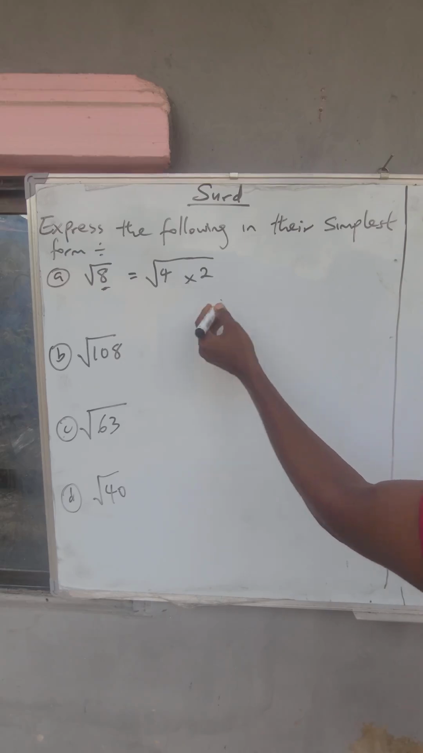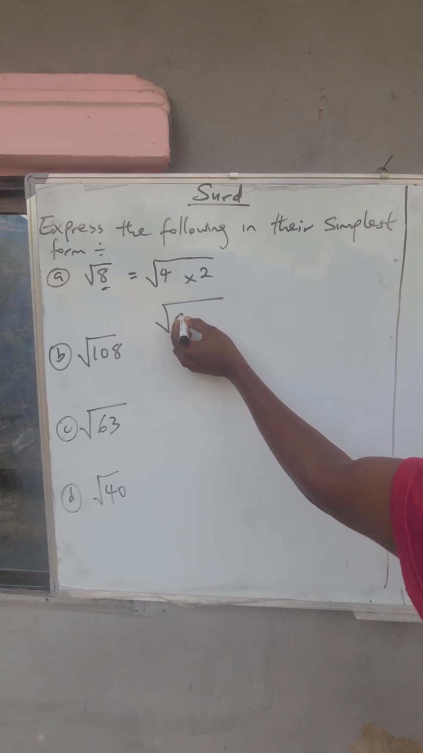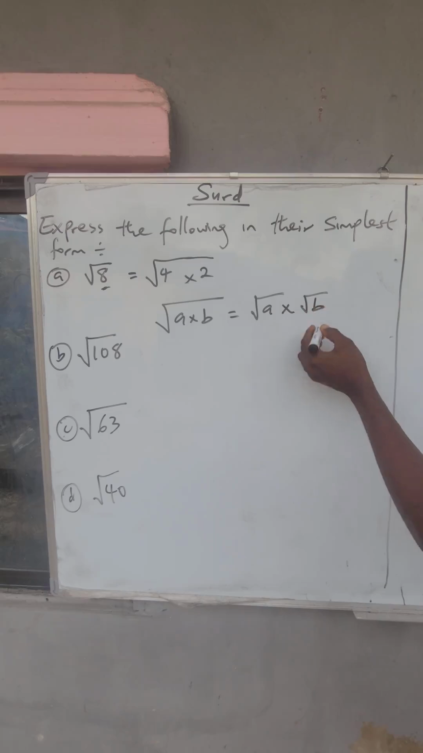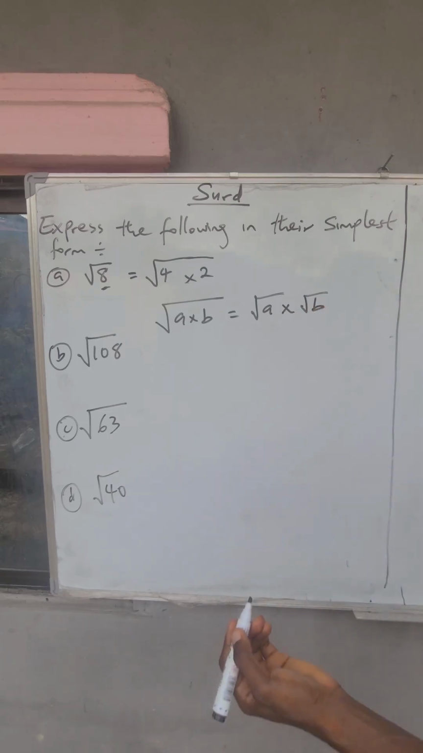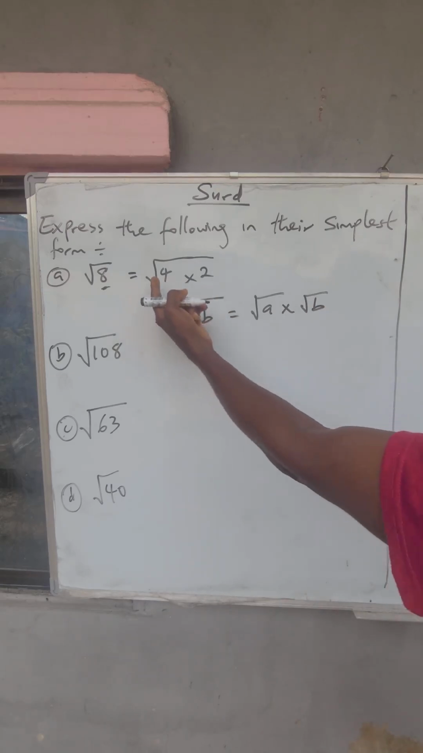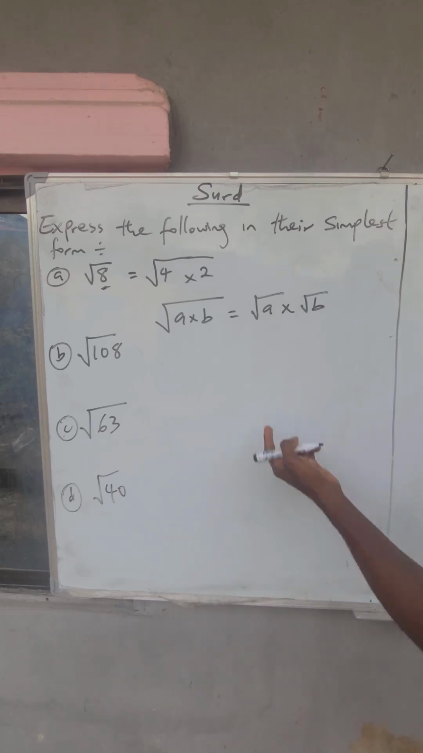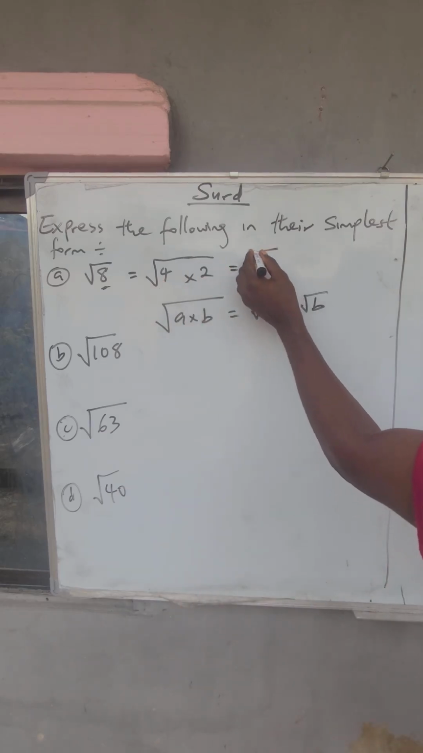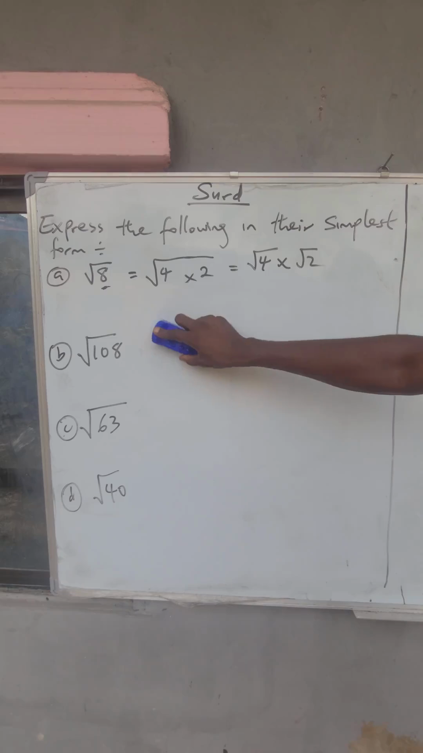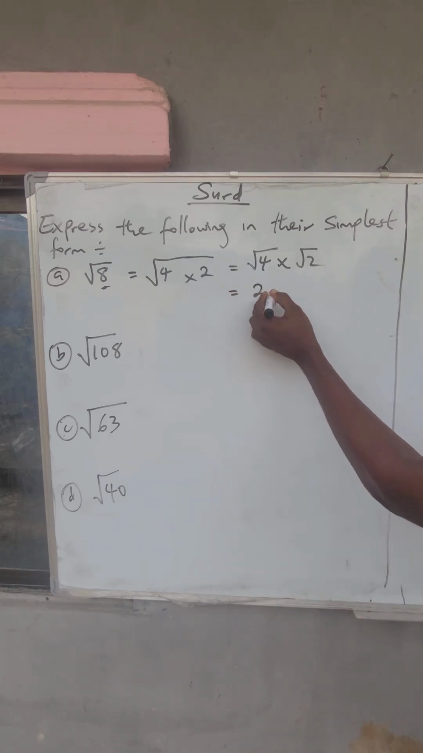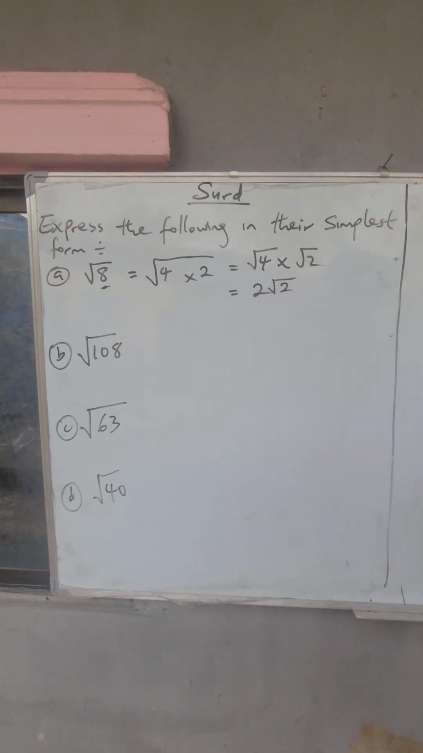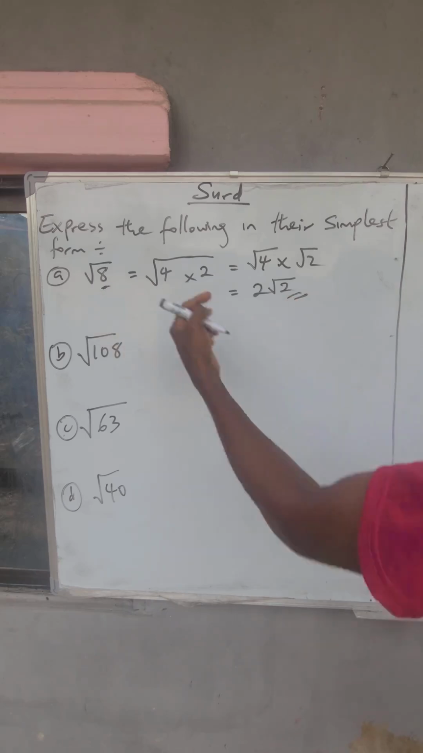But recall that the square root of a times b is the same as the square root of a times the square root of b. I'll be making use of this identity whenever I want to solve things like this. So this is the same as the square root of 4 times the square root of 2. And what is the square root of 4? 2. You write 2 times the square root of 2. So this becomes the solution to this.